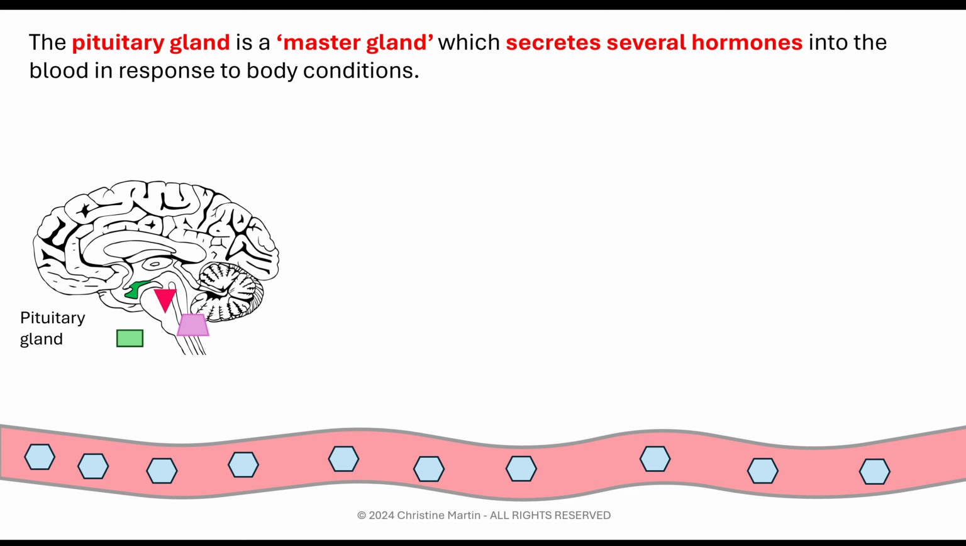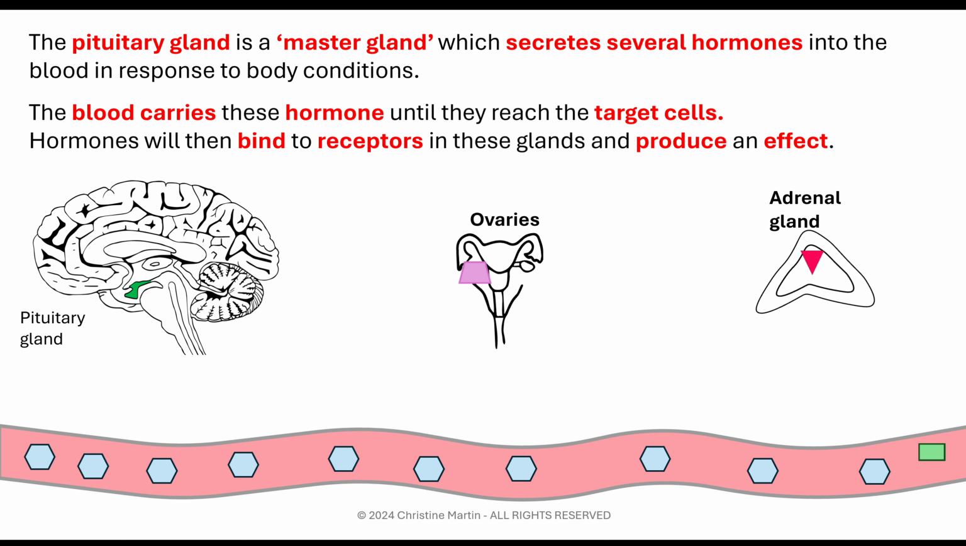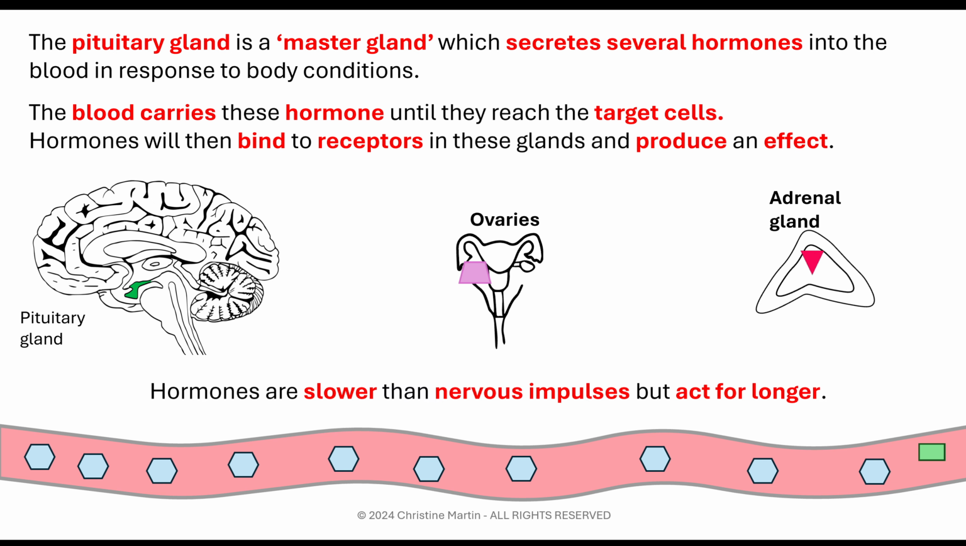Now, when the pituitary gland secretes these hormones, they will be carried in your bloodstream until they reach the target cells. Once they are there, they will bind to receptors in these glands, and that will produce an effect, whatever that effect may be. Now, hormones are much slower than nervous impulses, but the key thing about hormones is that they do act for longer.